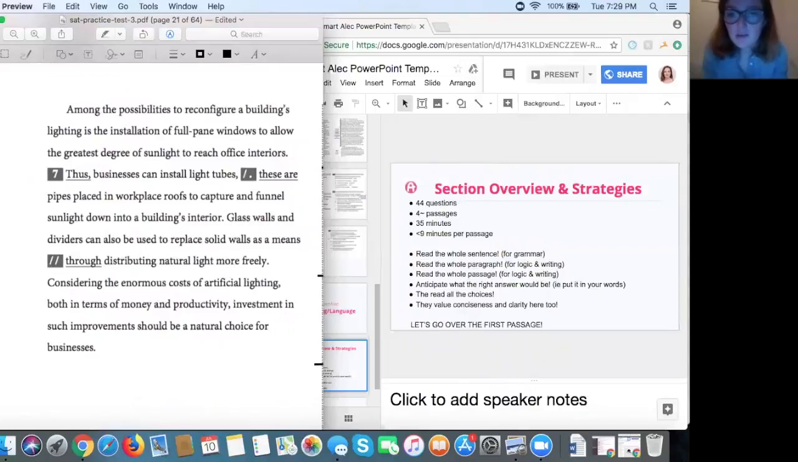which is not a word that indicates any kind of two different option relationship, I would say, another option is if businesses can install light tubes. Maybe if light tubes are cheaper, I could say, if you're looking for a cheaper alternative, something like that.